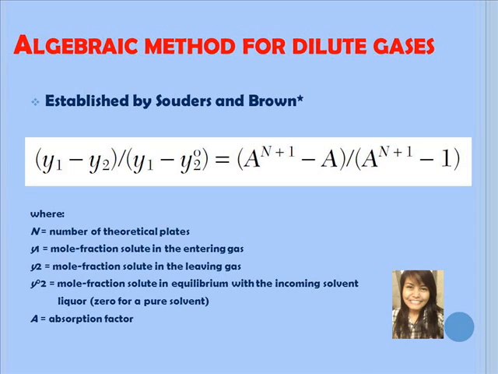So n stands for the number of theoretical plates, y1 is the mole fraction solute in the entering gas, y2 is the mole fraction solute in the leaving gas, y02 is the mole fraction solute in equilibrium with the incoming solvent liquor, and this is 0 for a pure solvent. A is for absorption factor.